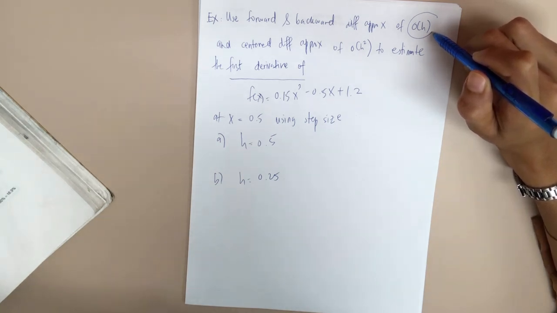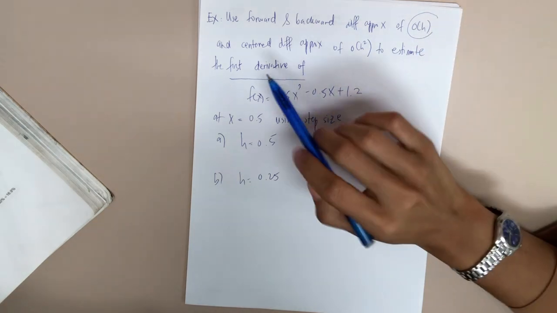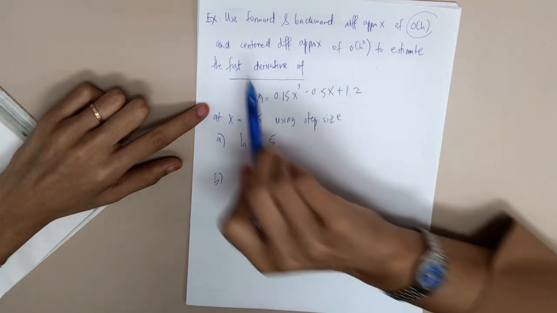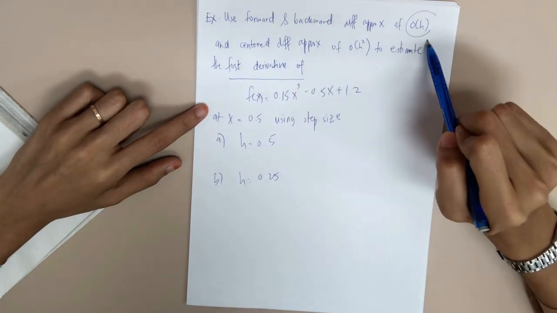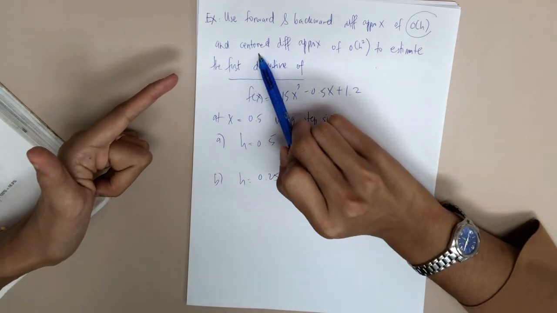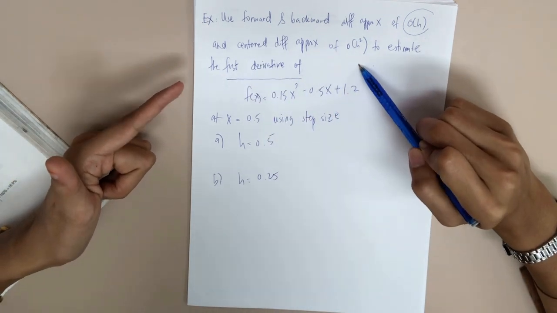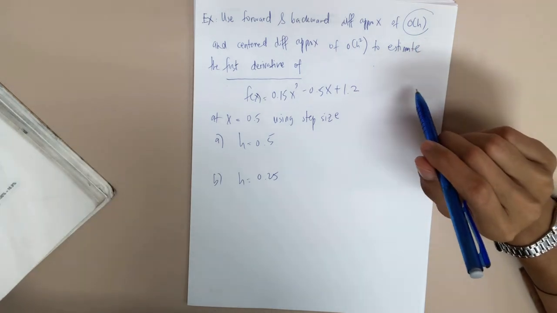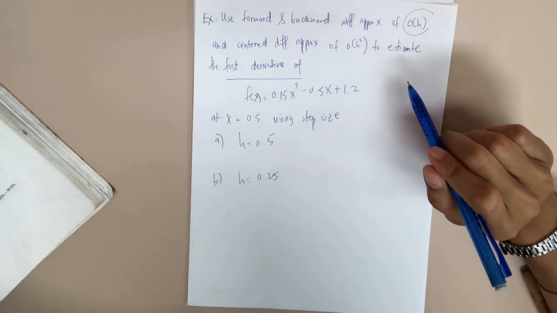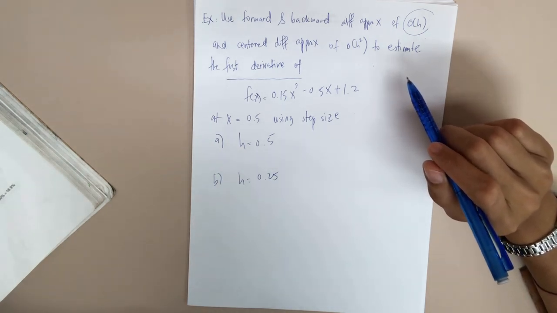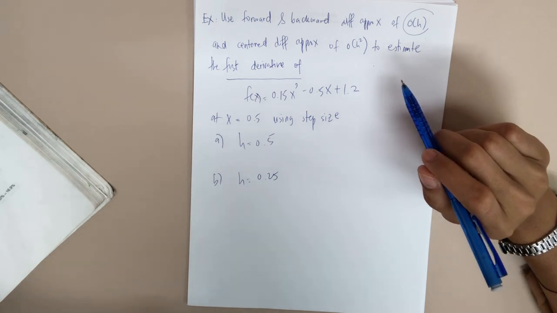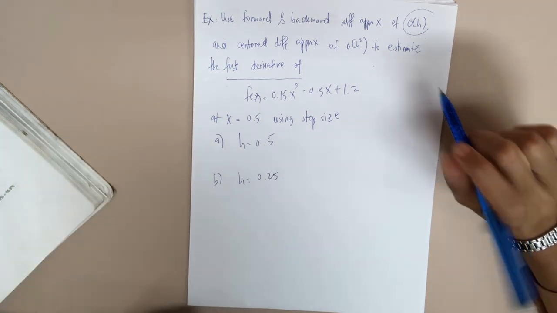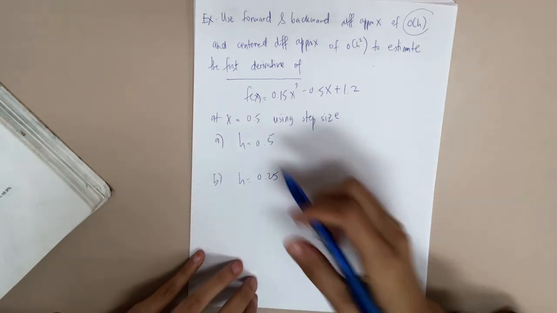Then the next one is a centered differential approximation of O(h²). Just now forward and backward were O(h), and now centered is O(h²). So is centered O(h²) normal or high? It's normal, right? It's still normal. So all of these three must be normal accuracy. So you just refer to the first derivative formulas for forward, backward and centered of normal accuracy. That is the formula you have to use.